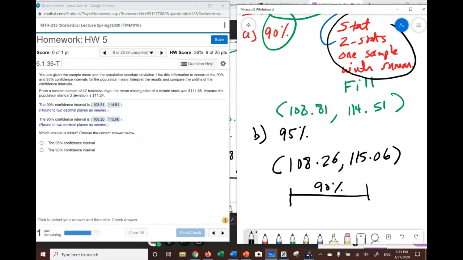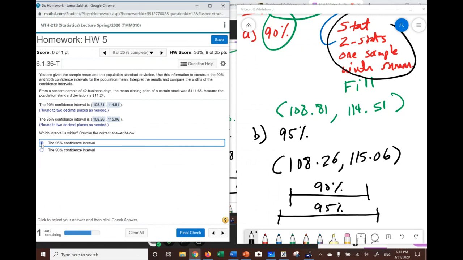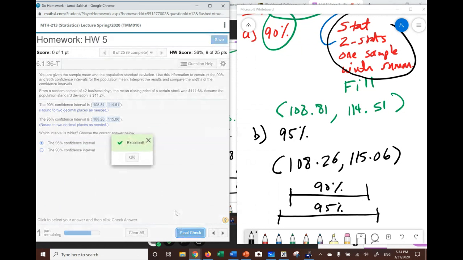This is not 90%. Think of we have 90 people, and then we have 95 people. For the 95 people, we need bigger space to fit it in. So therefore, the 95 is always wider than the 90. So in this case, the 95 is wider than the 90.